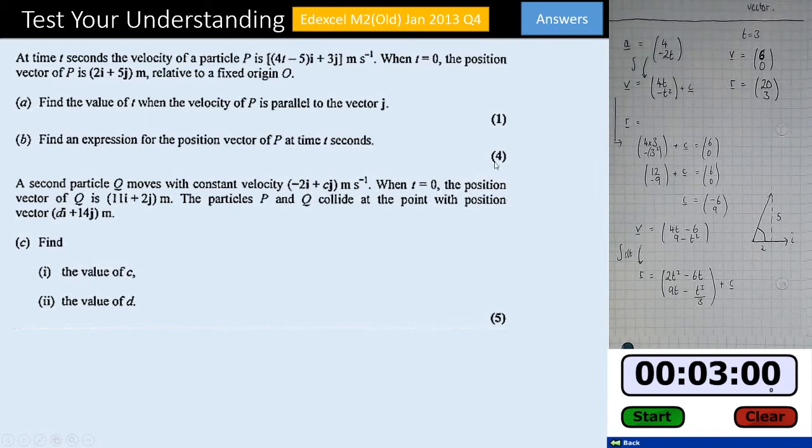And then we've got a second particle, and these two particles will collide at the point where we have a position vector di plus 14j meters, and we've got the value of c we need to find and the value of d that we need to find, and we've got all of those parts kind of coming in together.